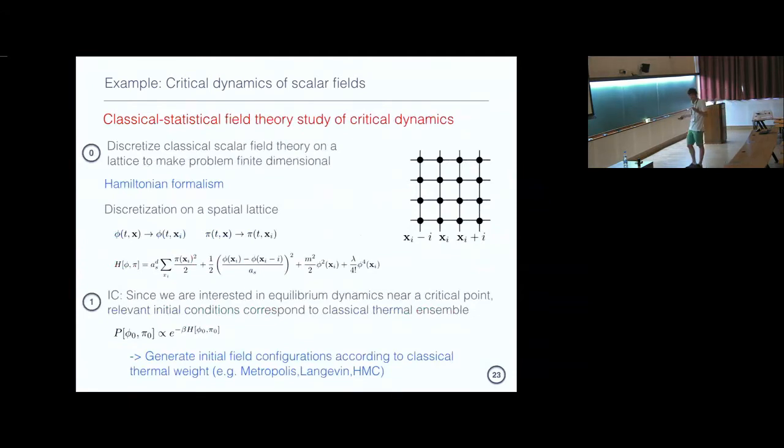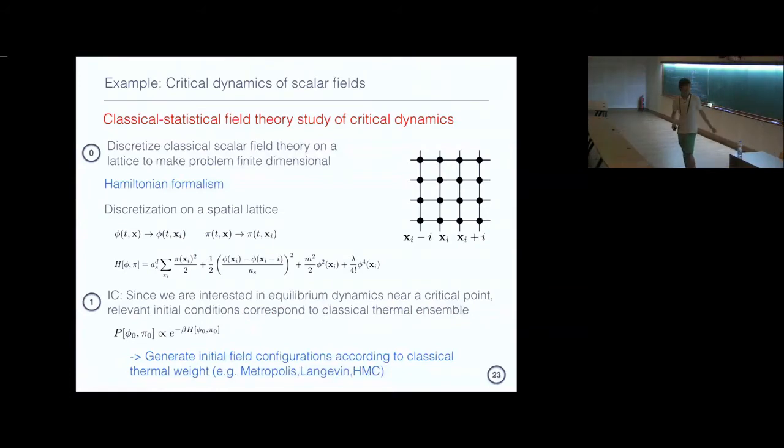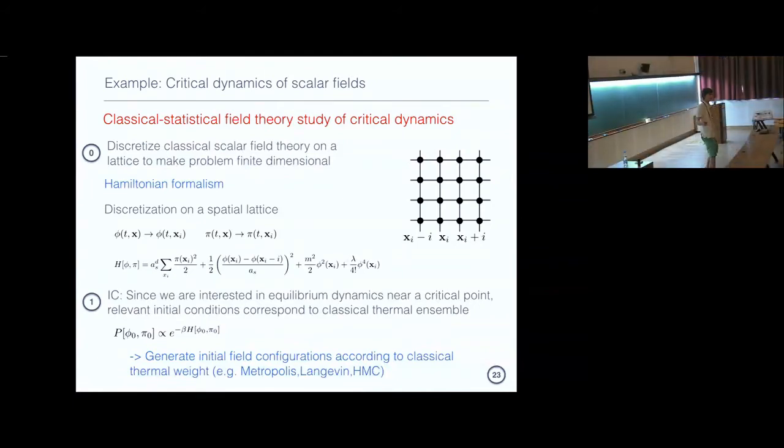Of course, the problem that we still have to deal with, right? I told you we can in certain ranges map quantum dynamics to classical dynamics on the basis of universality, but studying dynamics of a classical field theory is in principle nothing that's absolutely obvious how to do. And so the first step, as usual, is to go from a problem which is infinite dimensional to make the problem finite dimensional. So step zero is to discretize the classical scalar field on a lattice and make the problem finite dimensional.